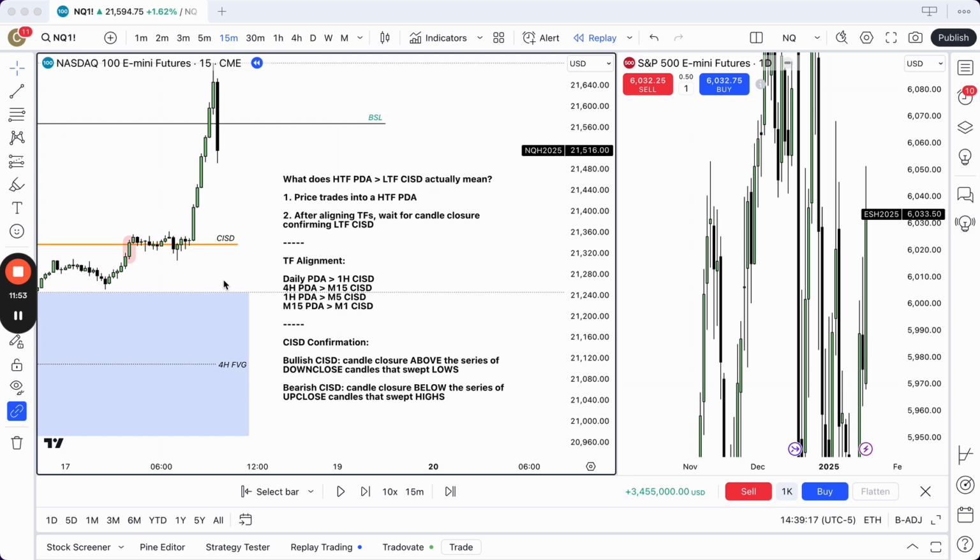So basically, I have the time frame alignment here for you: daily PDA, hourly change in state, 4-hour PDA, 15-minute change in state, 1-hour PDA, 5-minute change in state, and 15-minute PDA, 1 minute change in state. And then here is how you can actually have your change in state of delivery validated. This is the confirmation, right? Bullish change in state of delivery is a candle closure above the series of down close candles that swept lows, and bearish change in state of delivery is a candle closure below the series of up close candles that swept highs. You can go ahead and screenshot this for your own safekeeping, but this is essentially what higher time frame PDA into lower time frame change in state of delivery actually means.